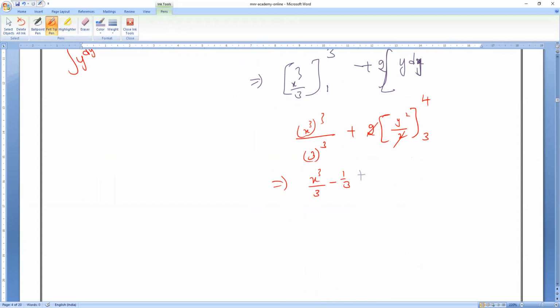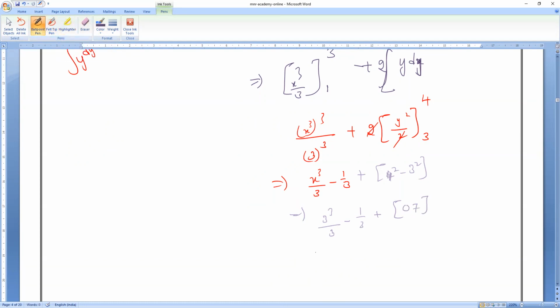Next, y square means I can write 4 square minus 3 square. So if I make this, this will turn into 3 power 3 divided by 3 minus 1 by 3 plus 4 square 16 minus 9. How much, guys? 16 minus 9 is equal to 7.